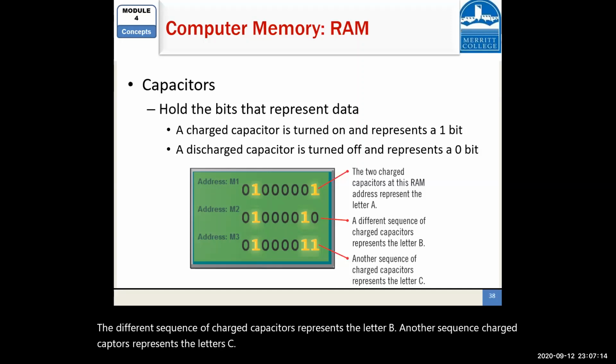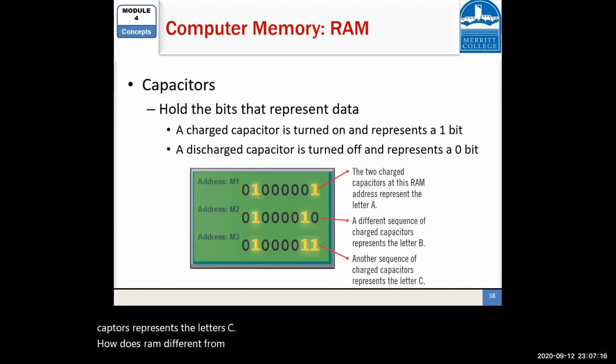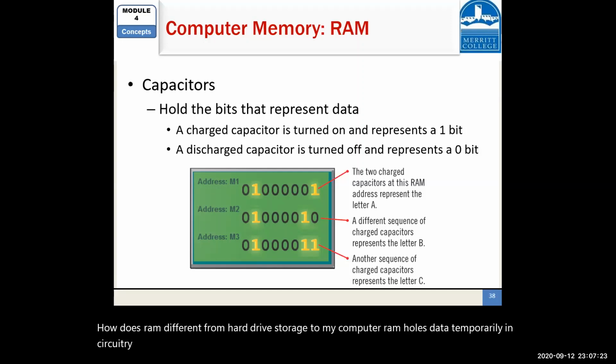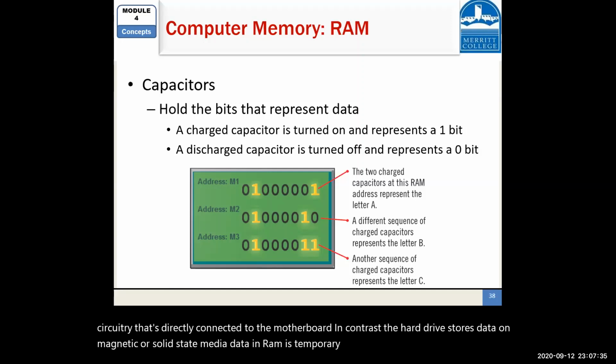How does RAM differ from hard drive storage in my computer? RAM holds data temporarily in circuitry that's directly connected to the motherboard. In contrast, the hard drive stores data on magnetic or solid-state media. Data in RAM is temporary storage. Data stored on your hard drive is more permanent.